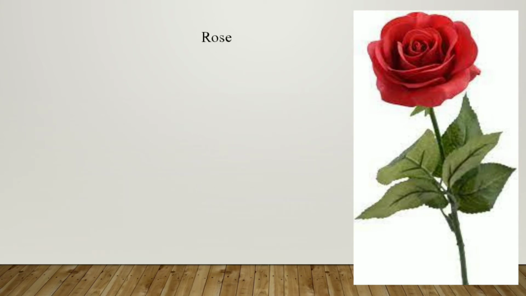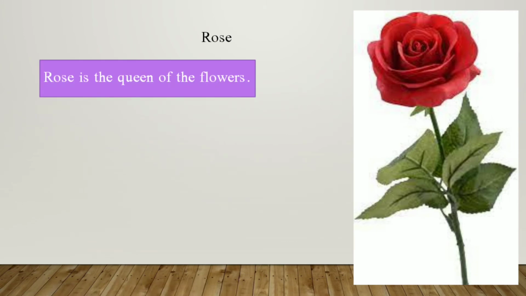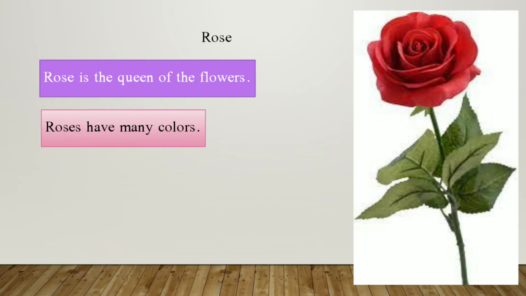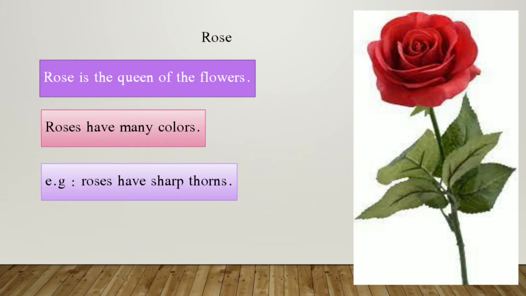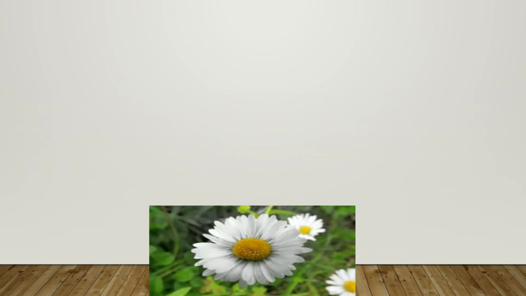Rose. Rose is the queen of the flowers. Roses have many colors. As you see in this picture, this rose is red. As for example, roses have sharp thorns. It can hurt you.